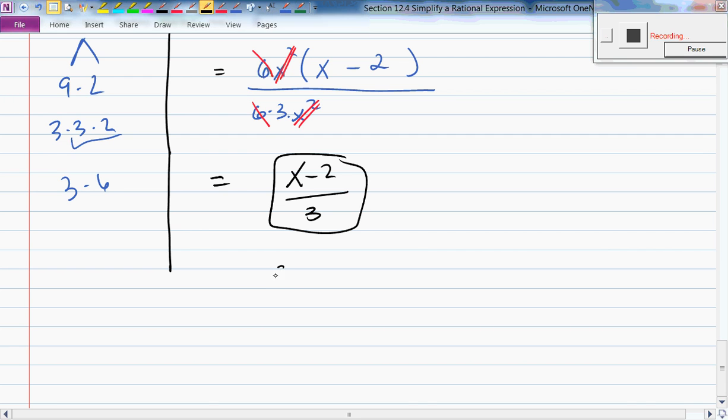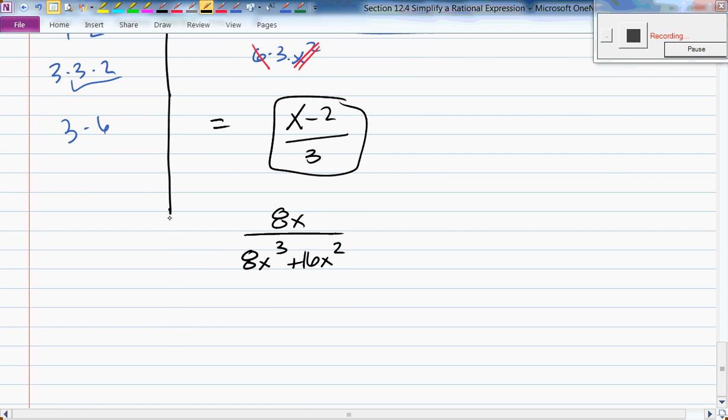What if I gave you 8x all divided by 8x to the third plus 16x squared? All right, let's factor the numerator. 2 times 2 times 2, oops, sorry. 2 times 2 times x. What's the denominator going to be? What can I pull out of an 8 and a 16 there? Pull out an 8, very good. What about x to the third and an x squared? x squared, very good. One person sees this. Okay, what do I have left?